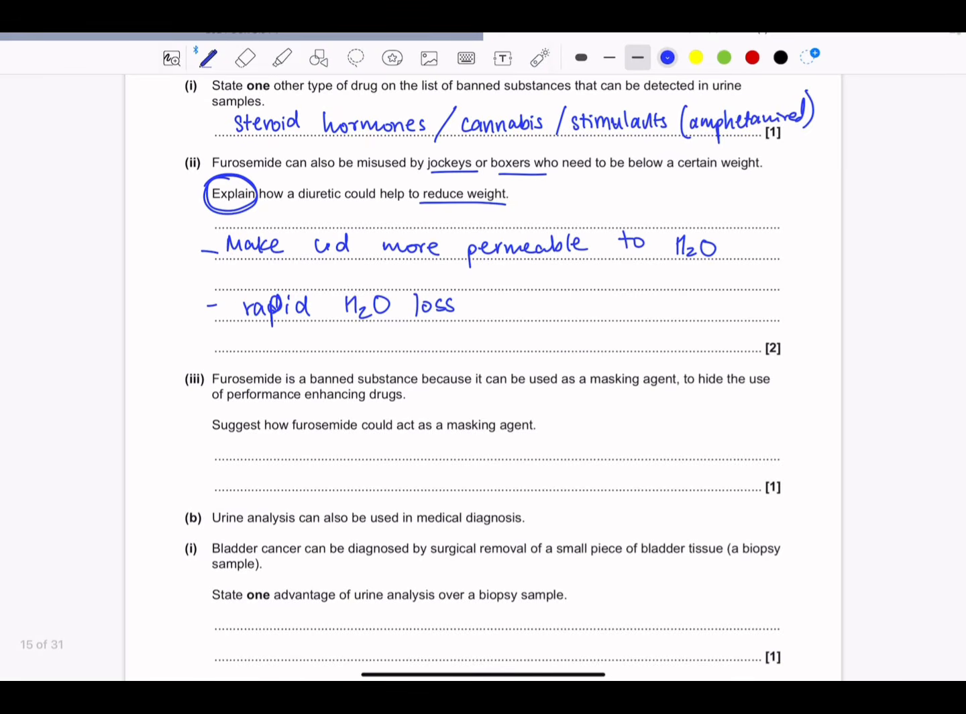Furosemide is a banned substance because it can be used as a masking agent to hide the use of performance-enhancing drugs. So just how furosemide can act as a masking agent: the waste products of the enhancing drugs are excreted to the urine. So by using this diuretic, it increases the volume of urine, therefore most of the leftover drug particulates leave the body, making it undetectable.